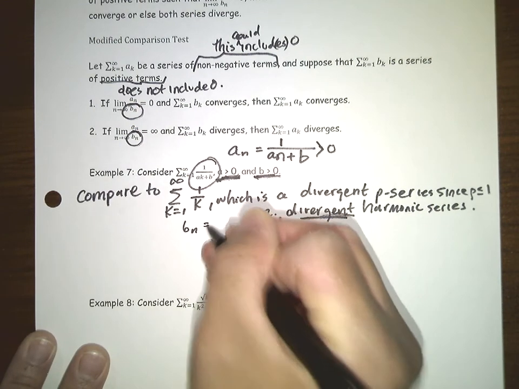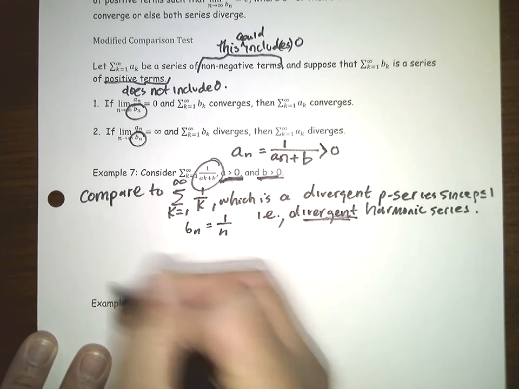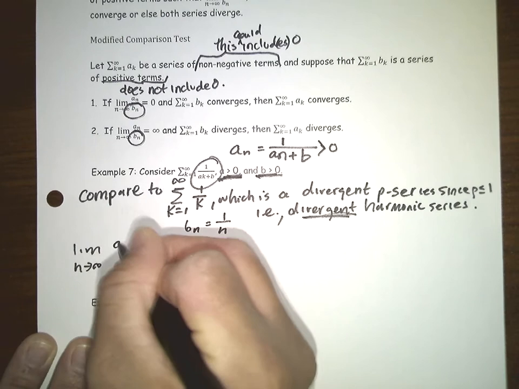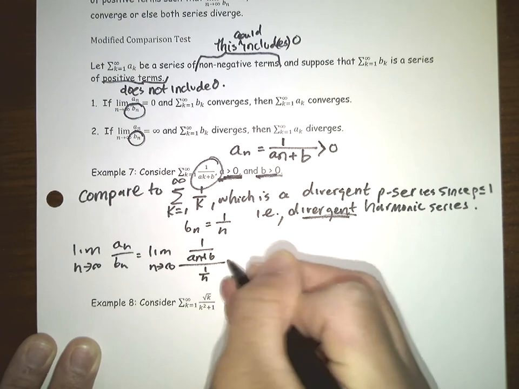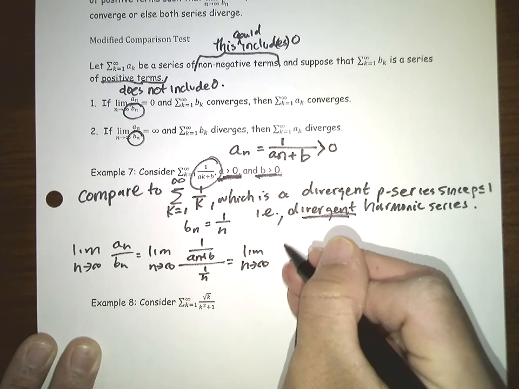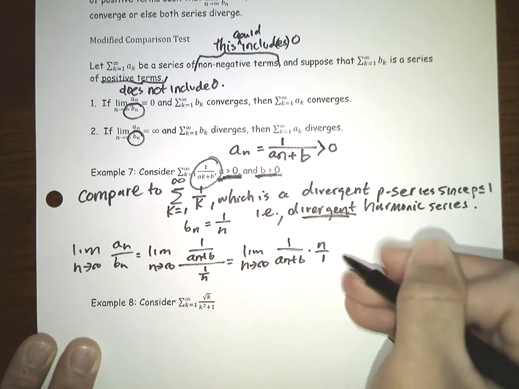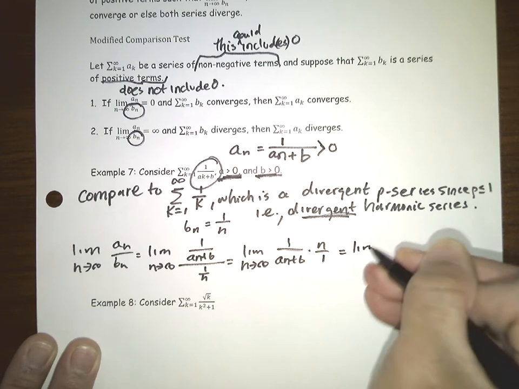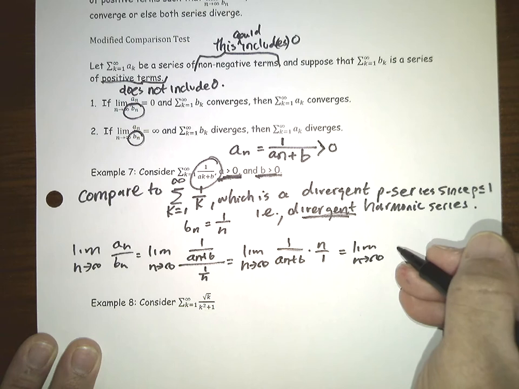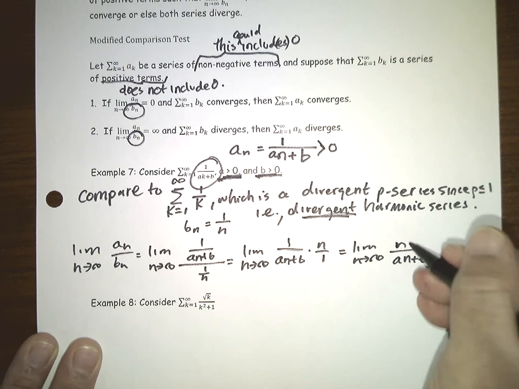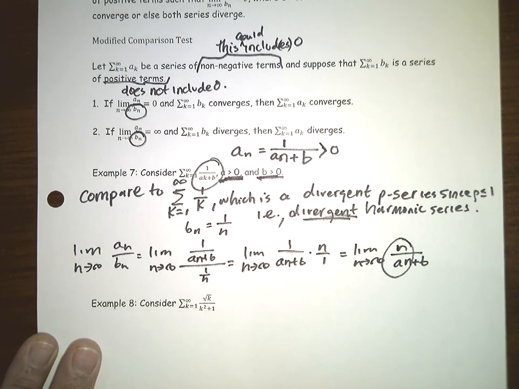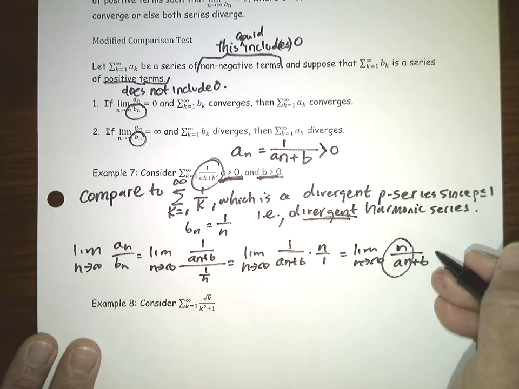So b_n is just 1 over n instead of 1 over k. So we have the limit as n goes to infinity of a_n over b_n, so that's the limit as n goes to infinity of 1 over (an plus b) over 1 over n. If I multiply by the reciprocal, this is the limit as n goes to infinity of 1 over (an plus b) times n over 1. So this ends up being the limit as n goes to infinity of n over (an plus b), but these have the same degree, so as n goes to infinity, this is just tending toward 1 over a.